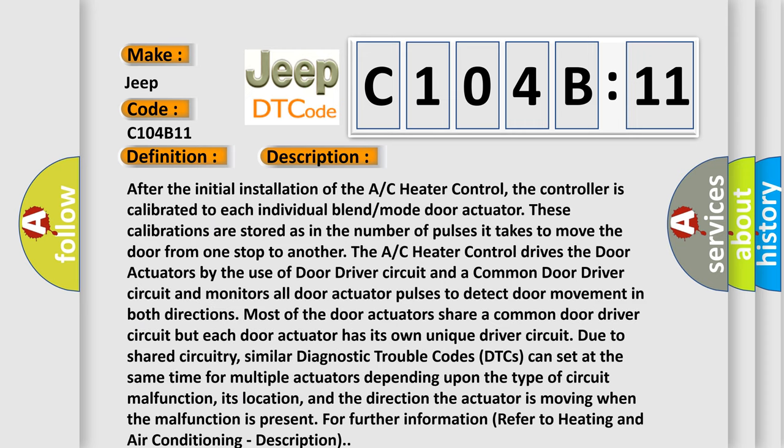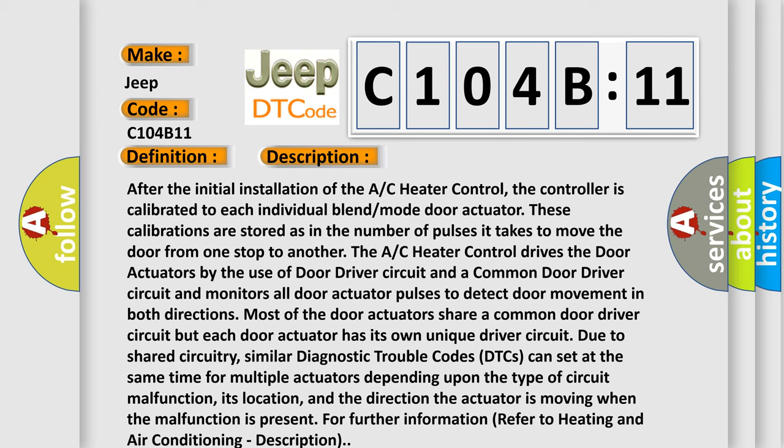After the initial installation of the AC heater control, the controller is calibrated to each individual blend mode door actuator. These calibrations are stored as the number of pulses it takes to move the door from one stop to another. The AC heater control drives the door actuators by the use of a door driver circuit and a common door driver circuit, and monitors all door actuator pulses to detect door movement in both directions. Most of the door actuators share a common door driver circuit, but each door actuator has its own unique driver circuit due to shared circuitry.